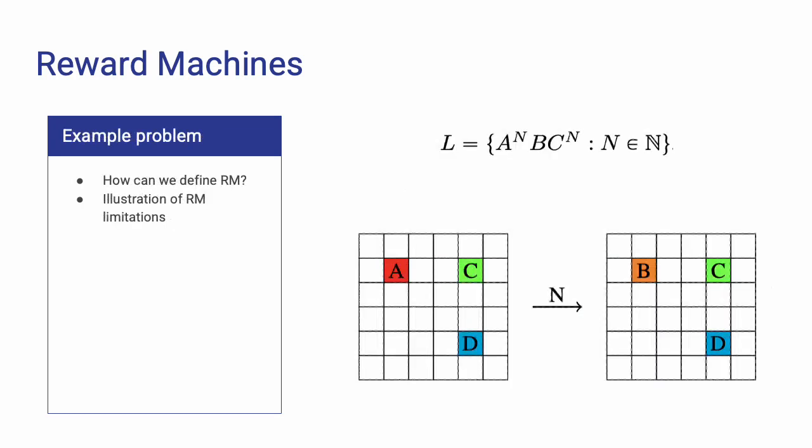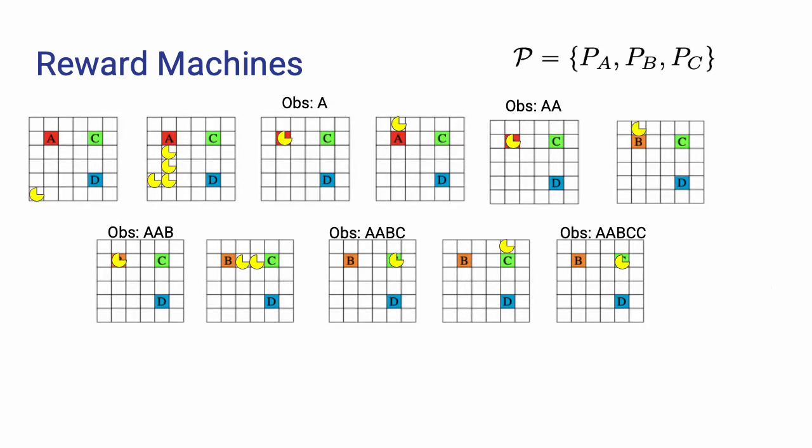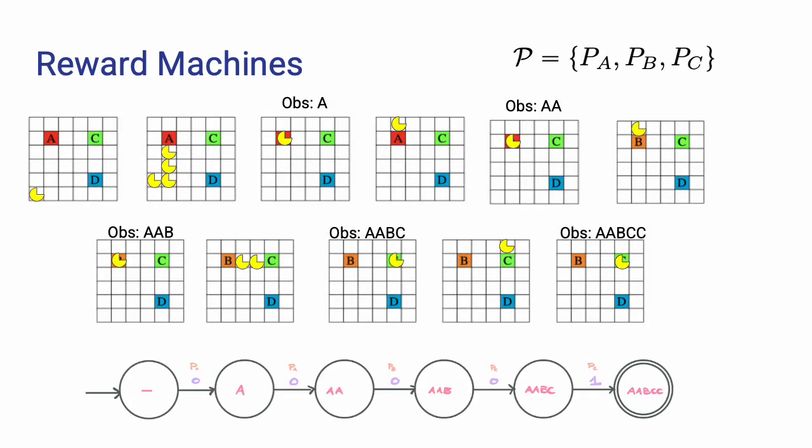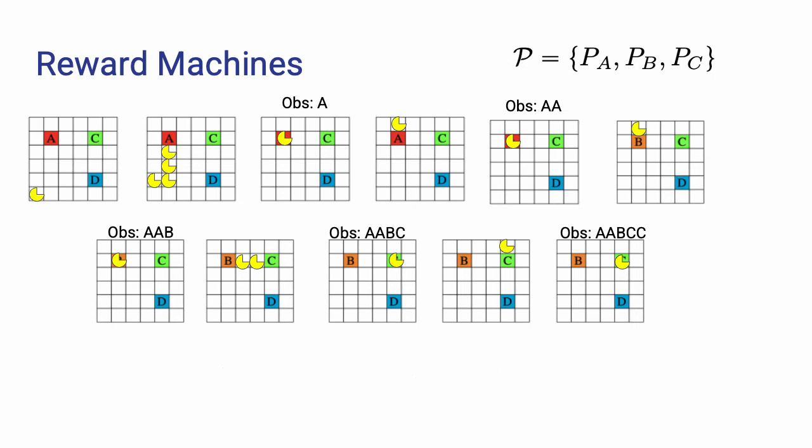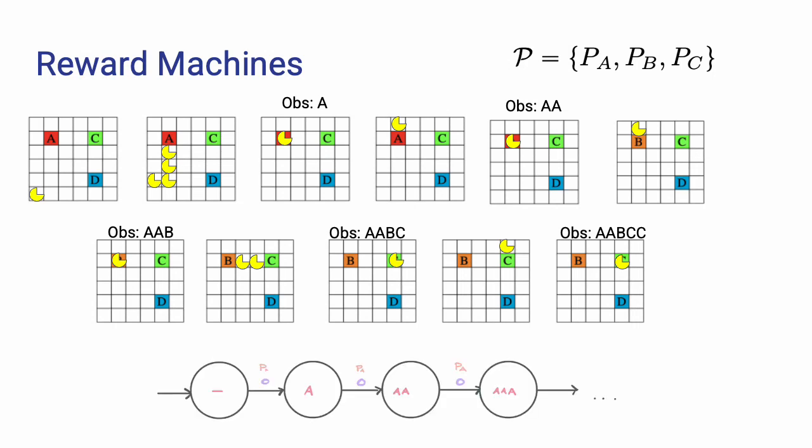We now consider how to design a reward machine for the example problem. Here we show an example reward machine for the case where n is equal to 2. We can see that the automaton is required to maintain a single state for each position of the agent in the target string. For example, the second state symbolizes that the agent has observed a single symbol A. This illustrates that different reward machines are required for different values of n.